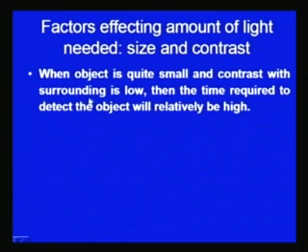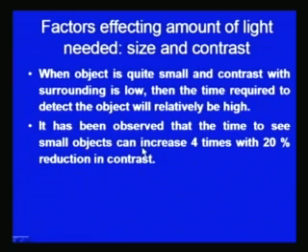On the other hand, when the object size is quite small and the contrast with the surrounding is low, then the time required to detect the object will increase. Under such conditions, more time is required to detect the object, and therefore more light is needed. It has been observed that the time required to see the object can increase to about 4 times with just a 20% reduction in contrast.